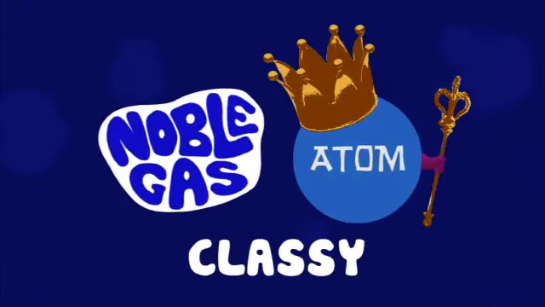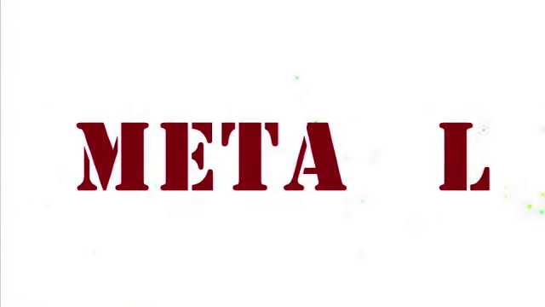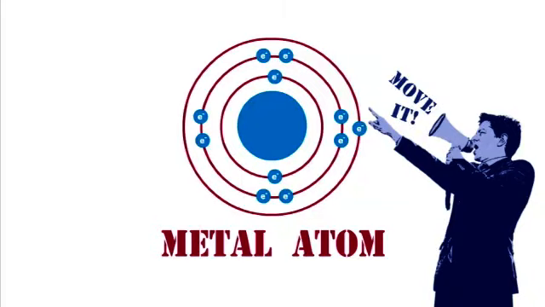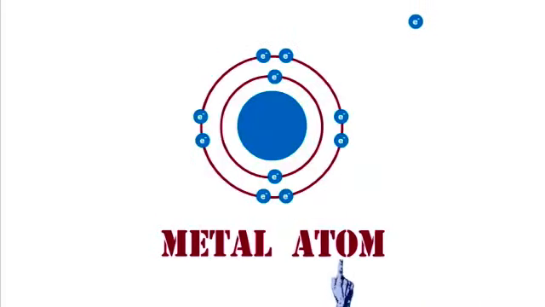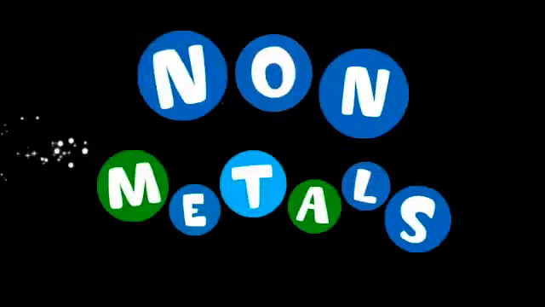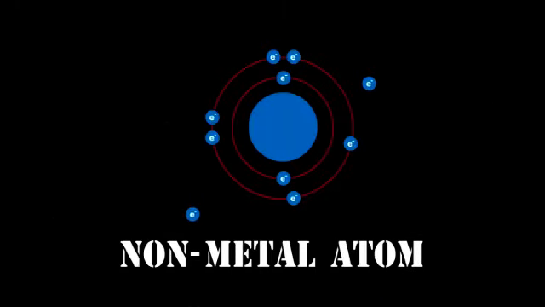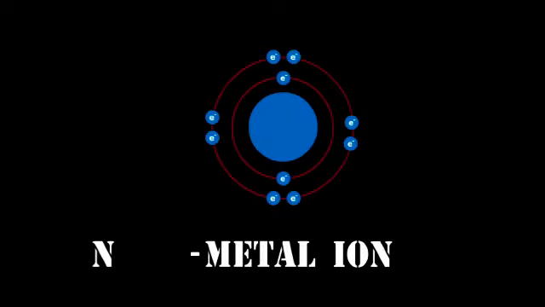Classy. For metals, the simplest route to a full highest energy level is to get rid of the few spare electrons they have on the outside. Goodbye atom, hello ion. For non-metals, on the other hand, the best route is to take on more electrons to fill the gaps in their highest energy level.